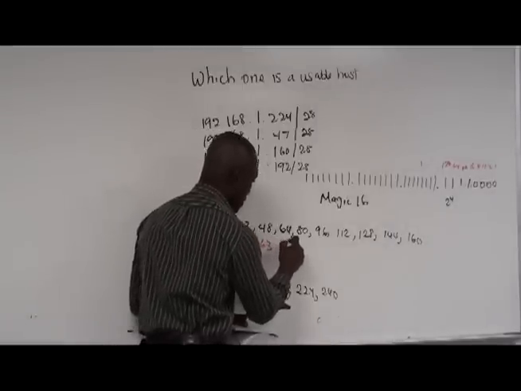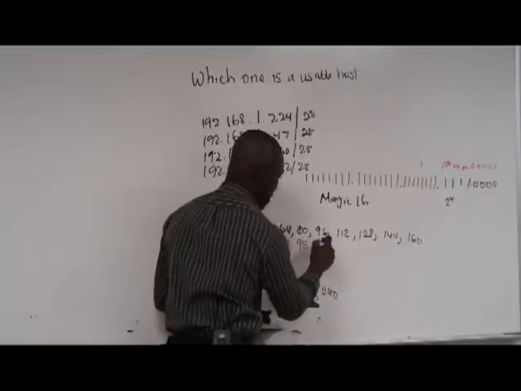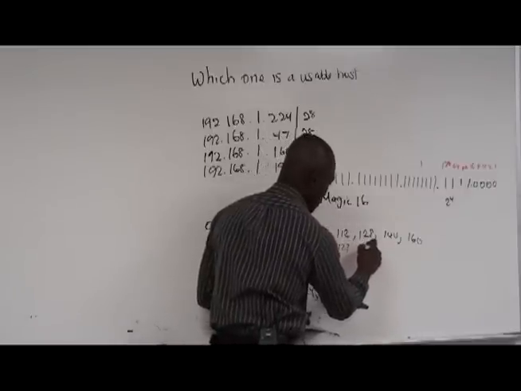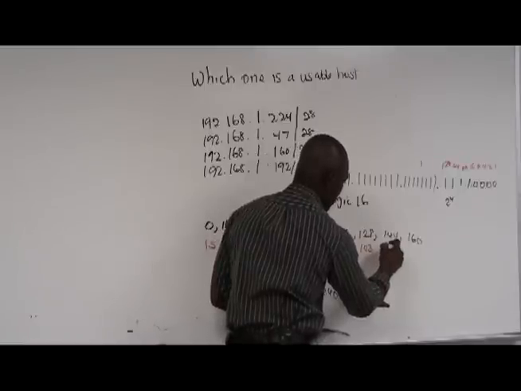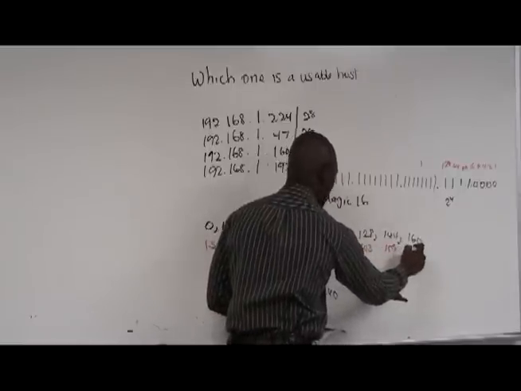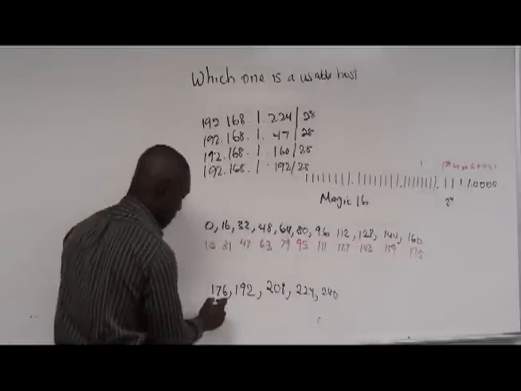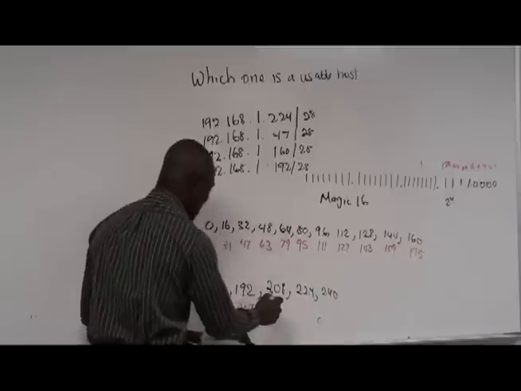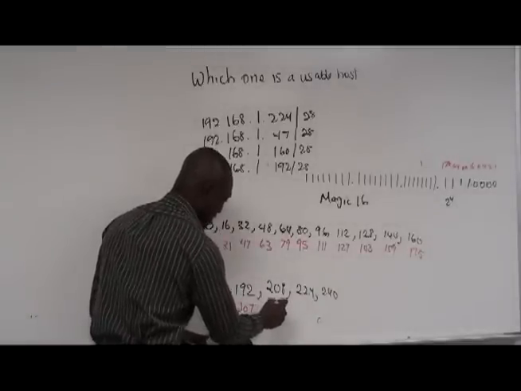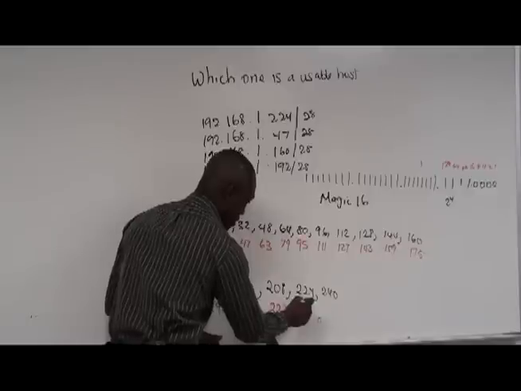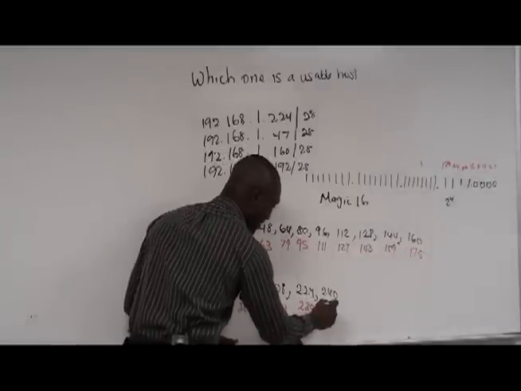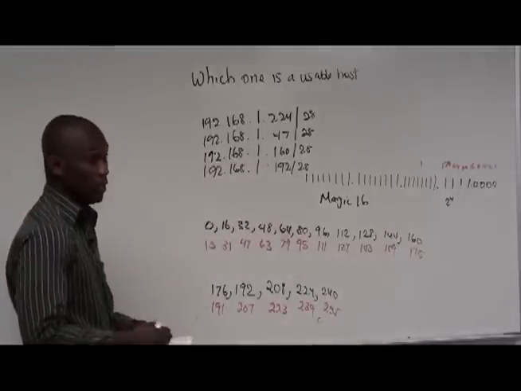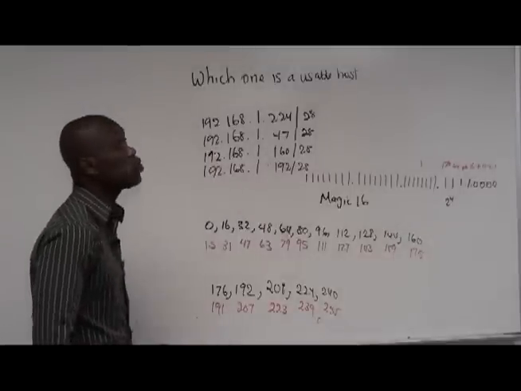This would be 47. This would be 63. This would be 79, 95, 111, 127, 143, 159, 175, 191, 207, right? So we're in 207 here. 223, 239, and right. So let's work out now which one of these hosts is a usable host.